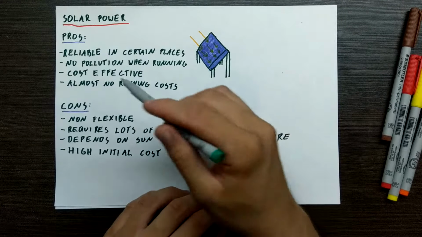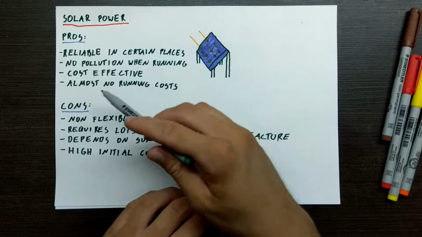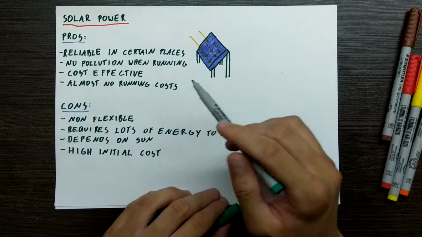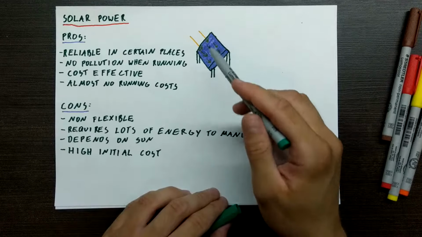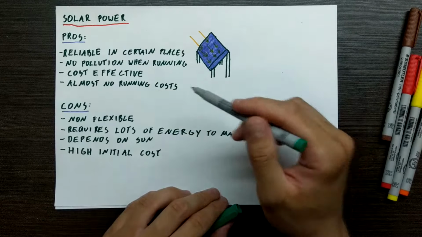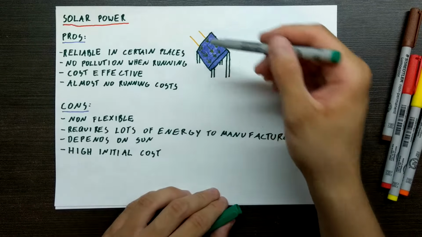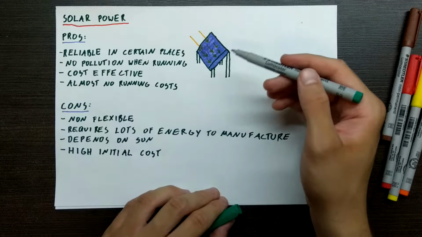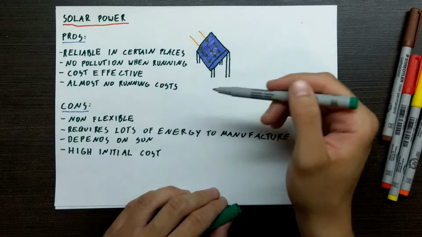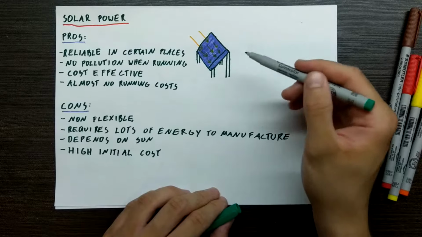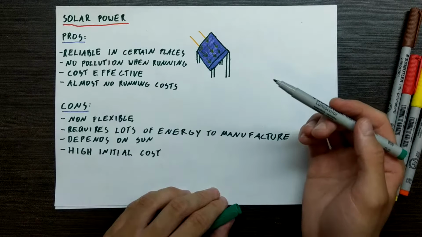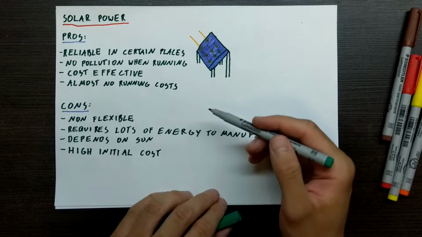Also, another pro is that there is no pollution when running. There's absolutely no pollution. It just uses sun rays and it generates electricity. So there is no pollution associated with it, similarly to wind power.